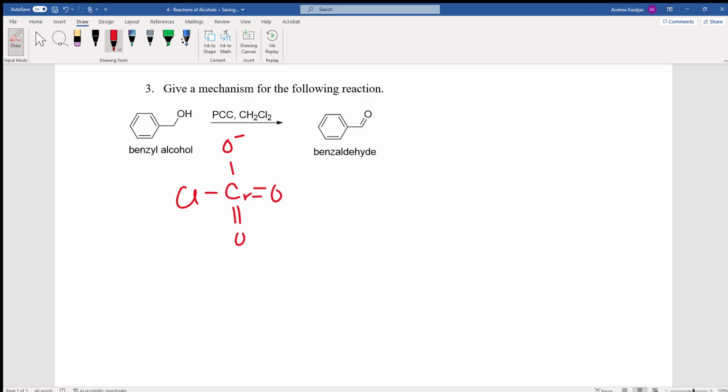Now that chromium, being bonded to all those oxygens, ends up functioning as a good electrophile, and the alcohol in the benzyl alcohol can attack it, and that'll force some of these electrons up onto oxygen. So I'm going to abbreviate the aromatic ring since it's not substituted with anything other than the chain with the alcohol. We're just going to abbreviate it as Ph here.